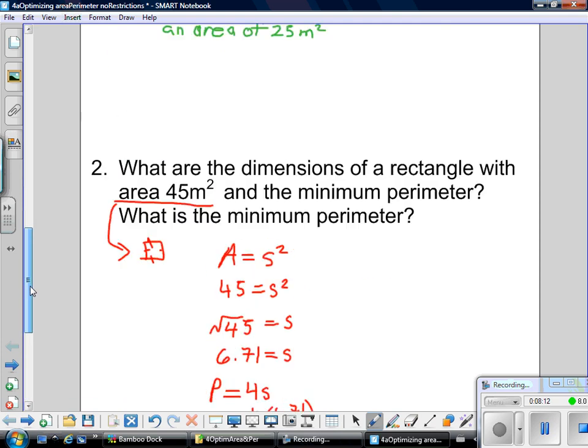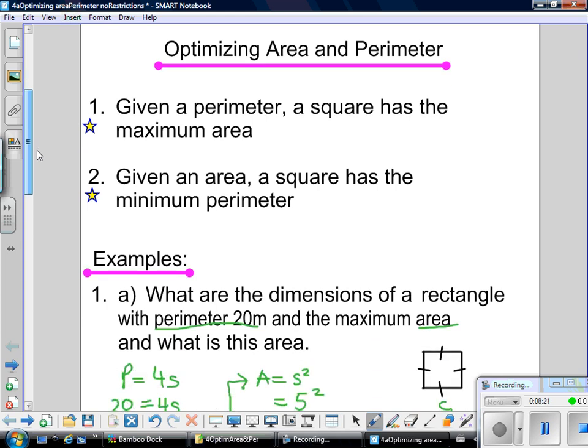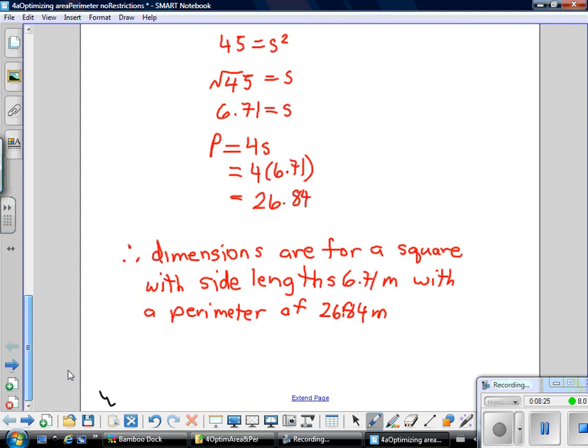A square creates the maximum area and also creates the minimum perimeter, so that optimizes area and perimeter. Okay, now what we did today was when there were no restrictions, and the next part of the lesson is when there are restrictions on what they want for side lengths.